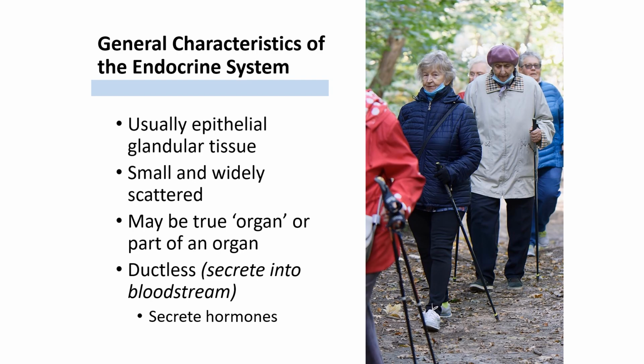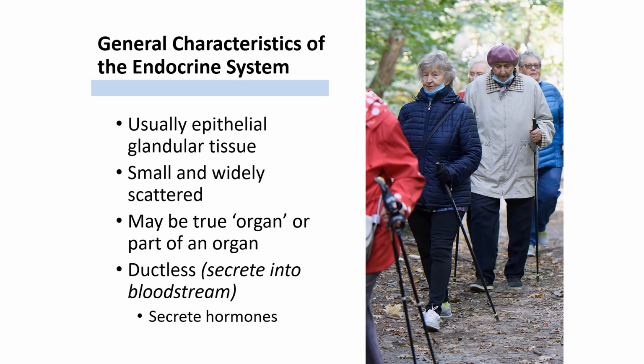So let's talk about the general characteristics of the endocrine system, okay? The glands that make up the endocrine system usually consist of epithelial glandular tissue. There is one exception, and we'll talk about that in lab, where there's a part of the pituitary gland that's not glandular, but that's something we'll definitely hit there.